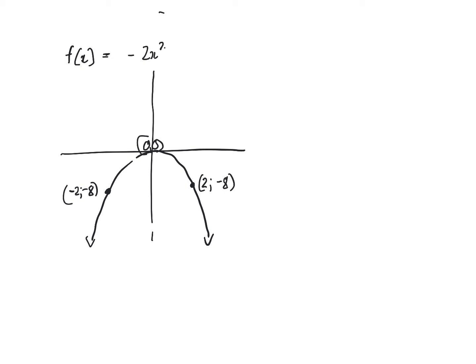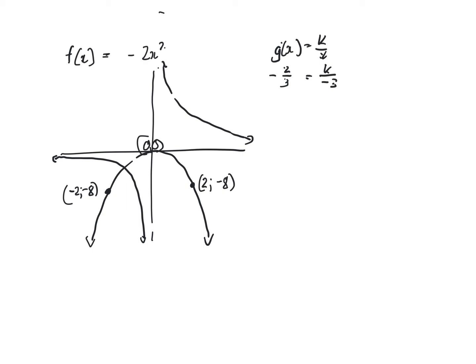Then they happen to give me a hyperbola that is going something like that and something like that. They asked me to find the value of k in the hyperbola. They told me g(x) = k/x, and that the coordinate E lies on that hyperbola. So -2/3 must equal k over -3. If I multiply through, I'm going to get k is equal to 2.